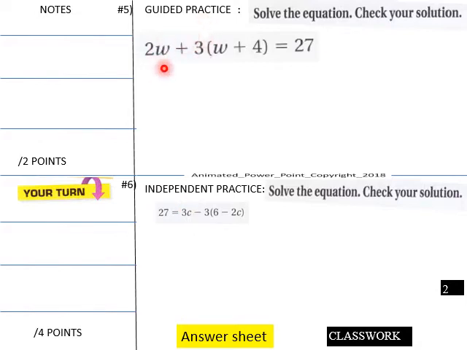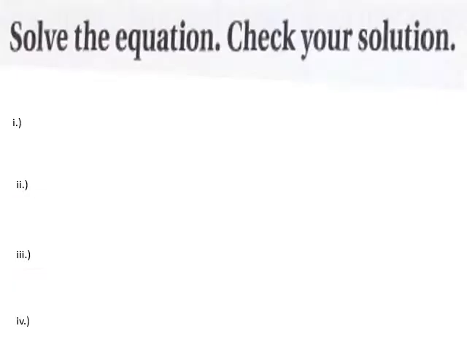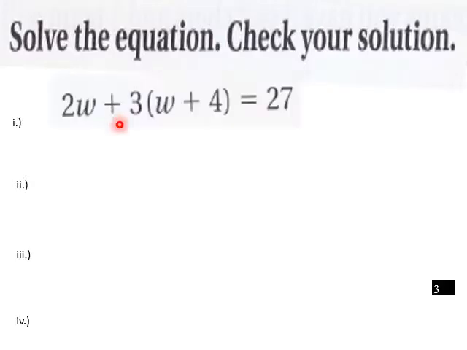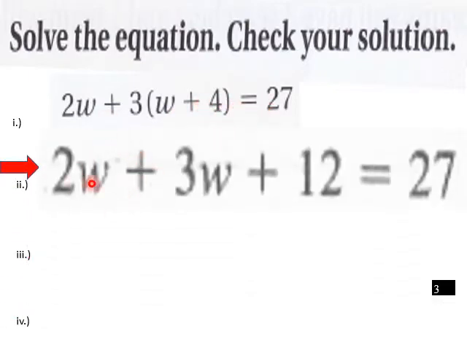Let's do our guided up here. 2w plus 3 times the quantity w plus 4 equals 27. Solve this, check your solution. Let's solve it. So we have 2w plus 3 times the quantity w plus 4 equals 27. So how do we do that? 2w plus 3 times w plus 3 times 4 is 12 equals 27. Okay, that's where this came from. And 12 came from 3 times 4.